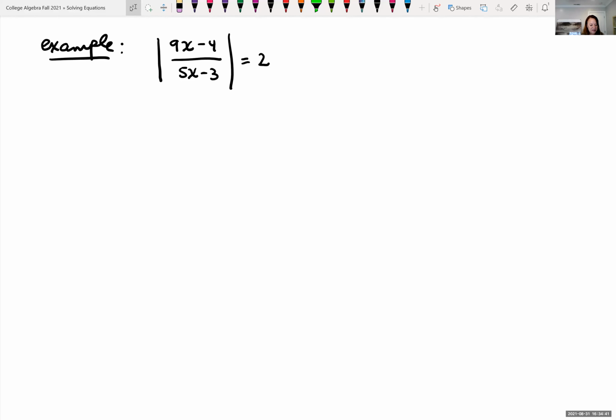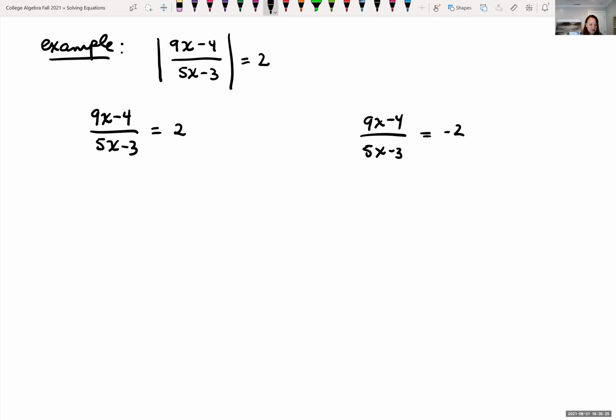So in this next example, we have the absolute value of 9x minus 4 in the numerator, all over 5x minus 3 in the denominator, and our absolute value symbols, and this is equal to 2. So our absolute value is already isolated. And so we are just going to set what's inside the absolute value, the expression (9x minus 4) all over (5x minus 3), equal to the positive and negative of the other side. So that's either equal to 2, or (9x minus 4) all over (5x minus 3) is equal to negative 2.